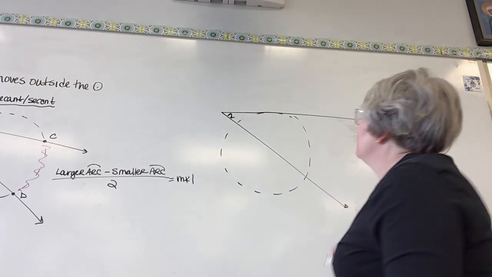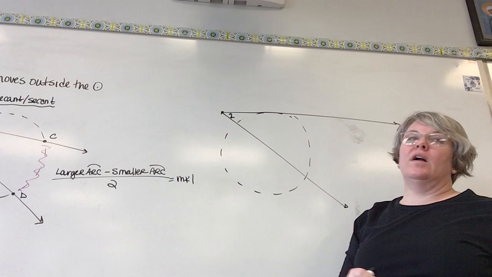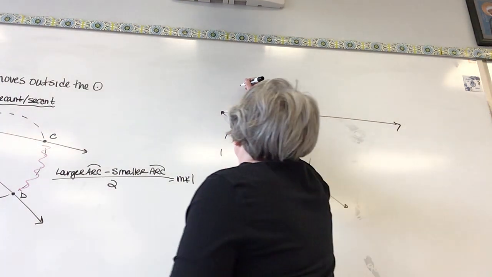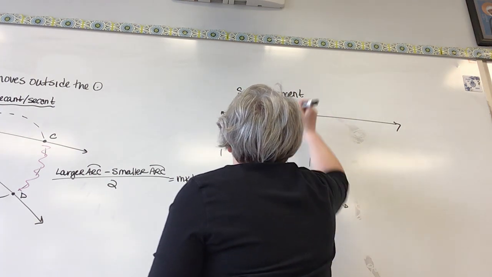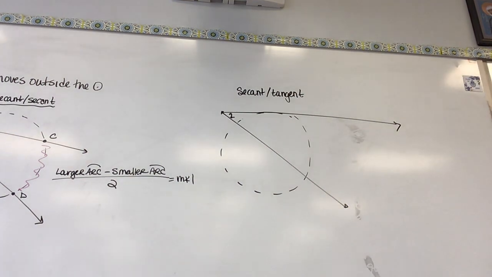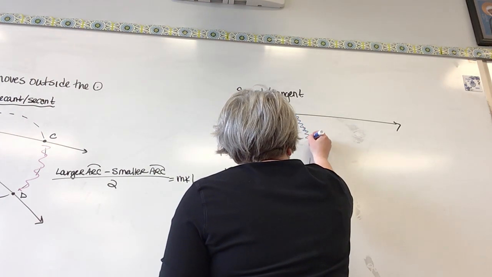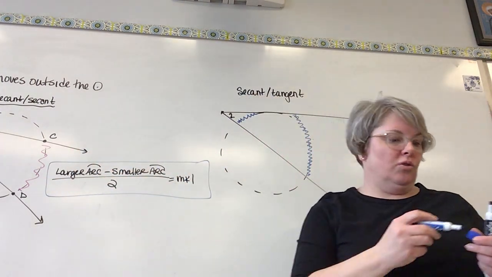Okay, what do you think this one would be called? Vertex still outside. Angle 1 still has the vertex way outside. This is not secant secant, this is secant tangent. Excellent. Secant tangent. And if you notice, we still have a big arc and we still have a small arc, so the formula is still true.